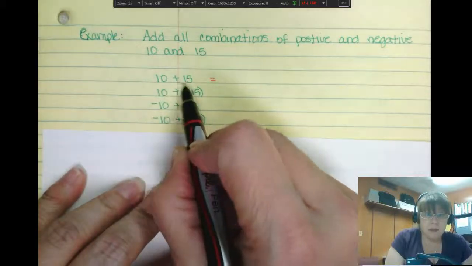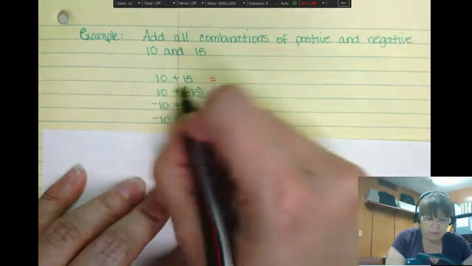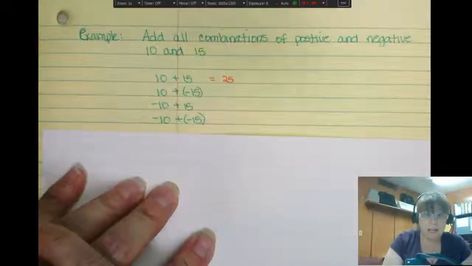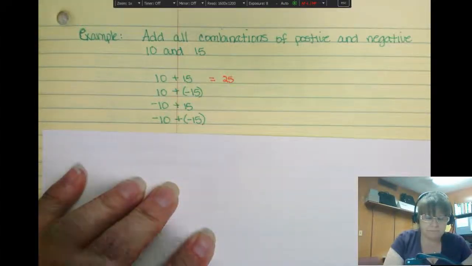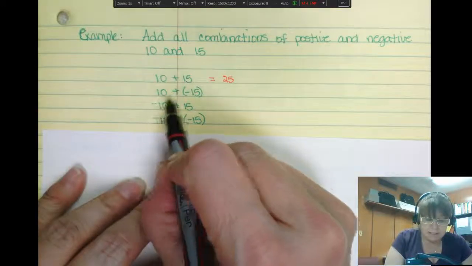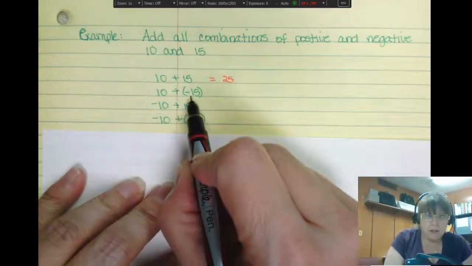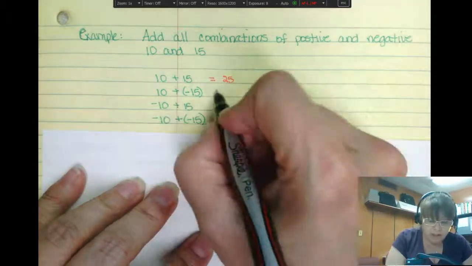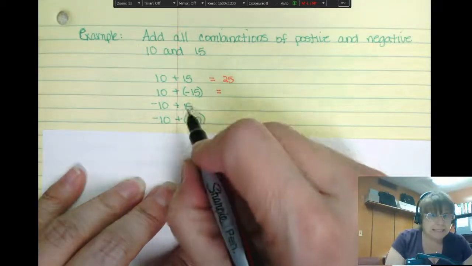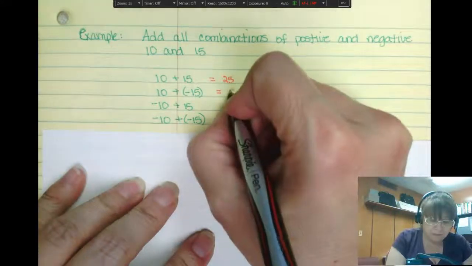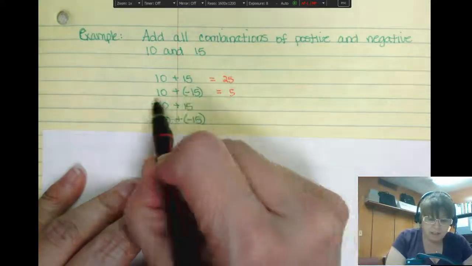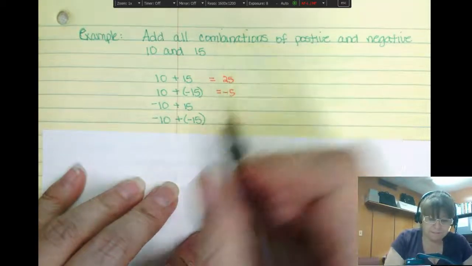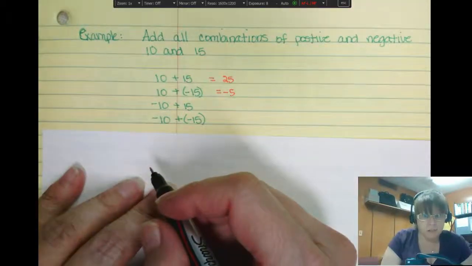Positive 10 plus positive 15, we add the two together, and since they're the same sign, we keep the sign, 25. 10 plus a negative 15, we take the difference of the two, which is 5. 15 minus 10 is 5. And we keep the sign of the larger, which is the negative 15, or I should say 15 is larger than 10.